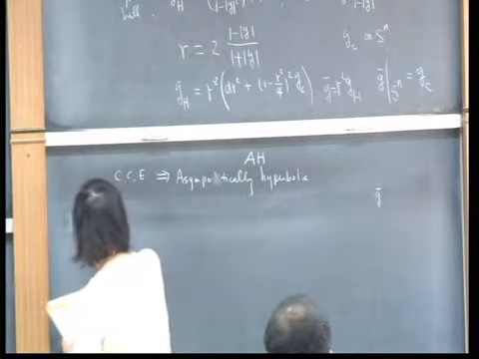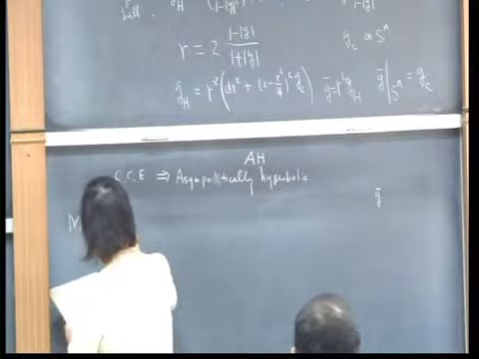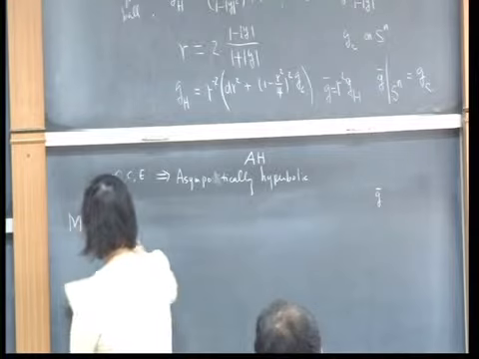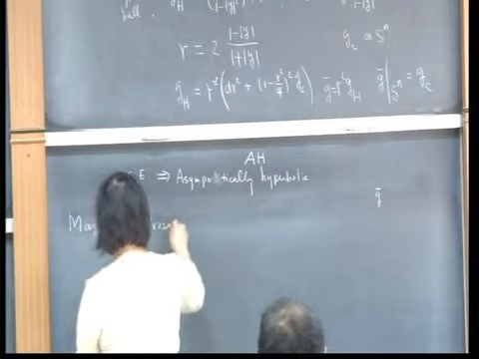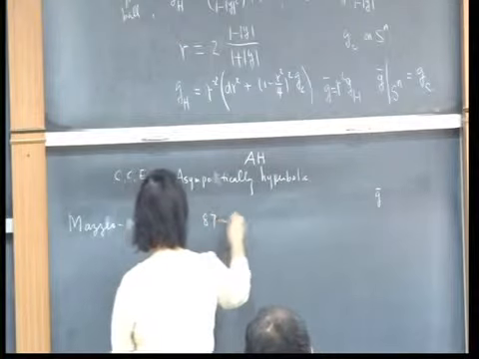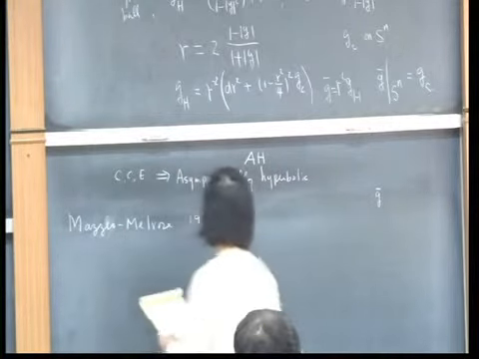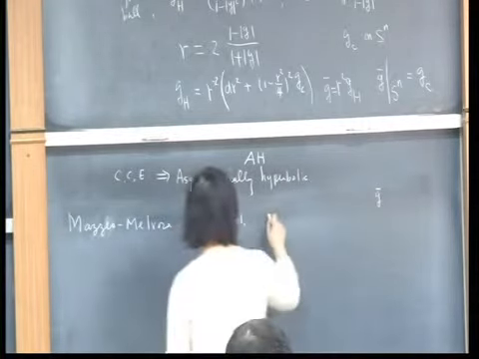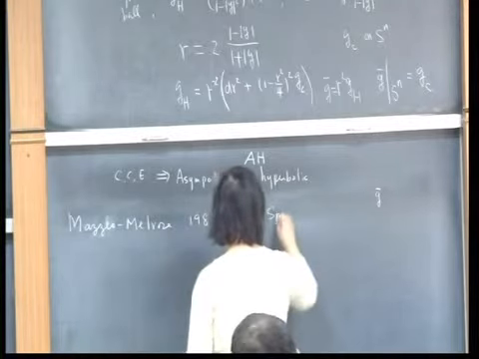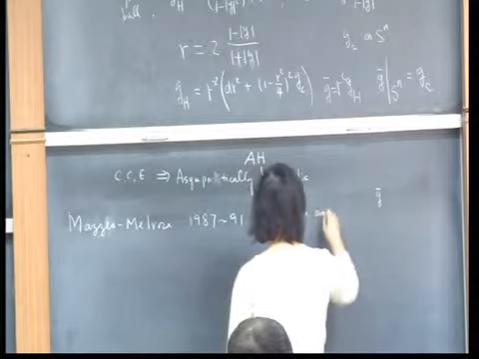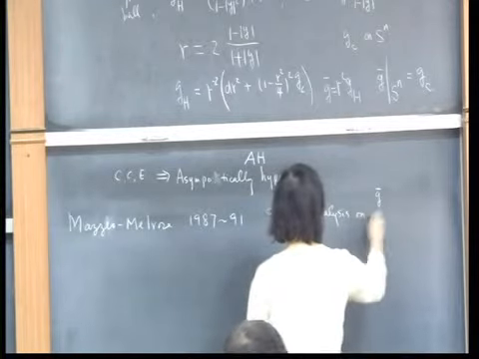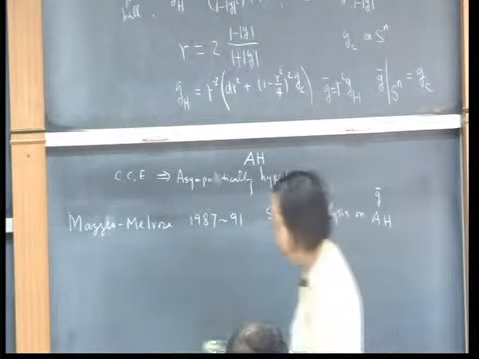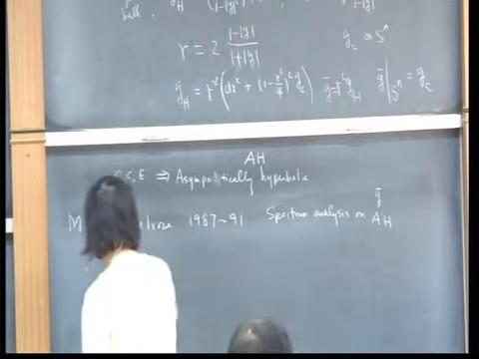And there is a result from the theory developed by Mazzeo, M-A-Z-Z-E-O, and Melrose, in around 1987 to 91. What they do is they begin to study spectral analysis on asymptotically hyperbolic manifolds. And there are many good results, but the key point which is relevant to us is the following.